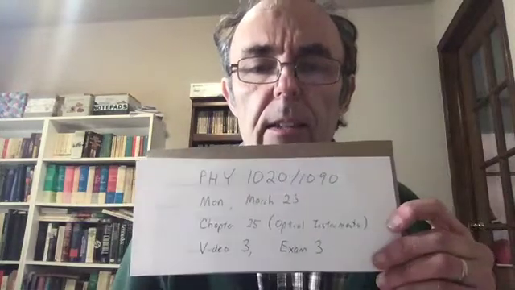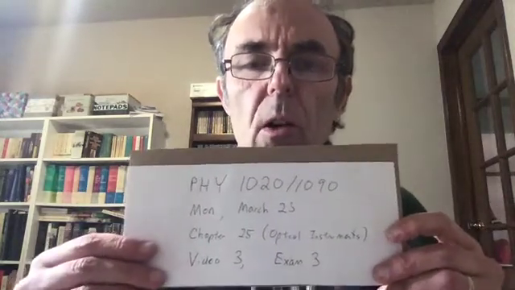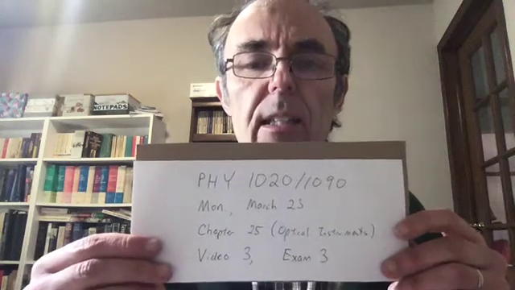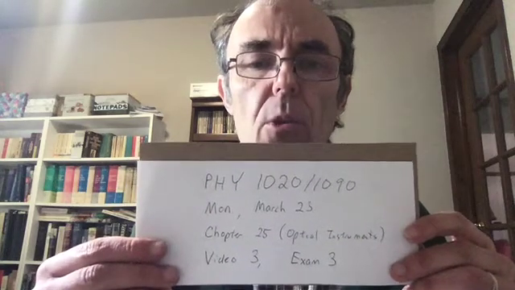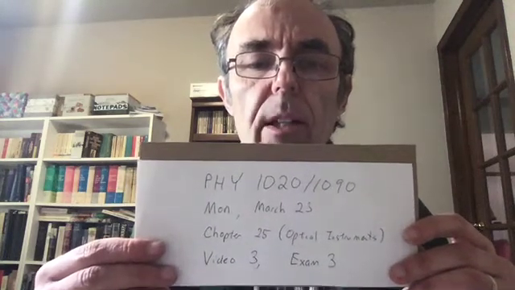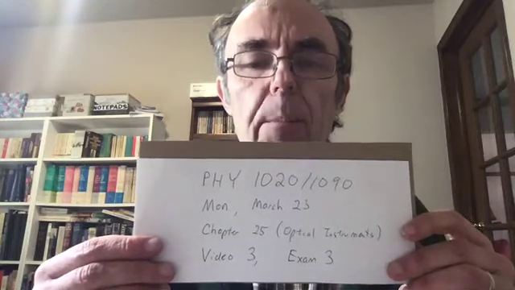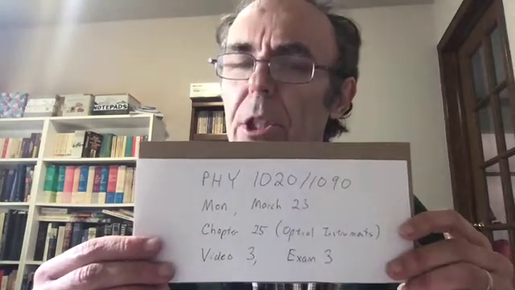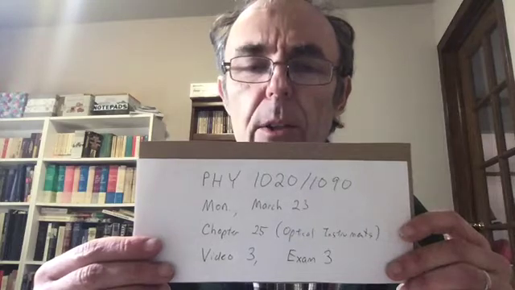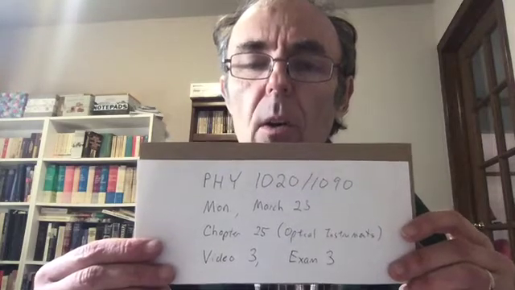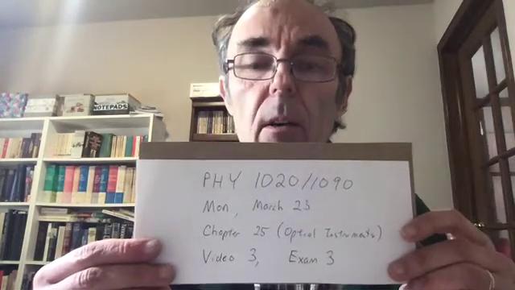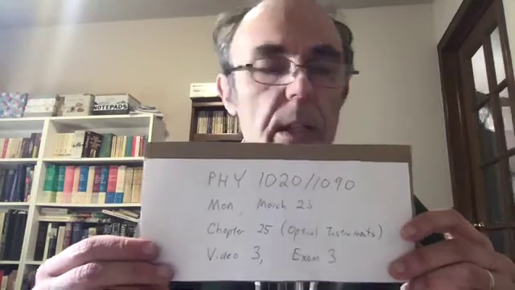Hello, this is Physics 1020 and 1090. This is a lecture for Monday, March 23rd. We're dealing with Chapter 25, Optical Instruments, but we've really finished the chapter. So here in video 3 of this lecture, we're going to be talking about what's on Exam 3.